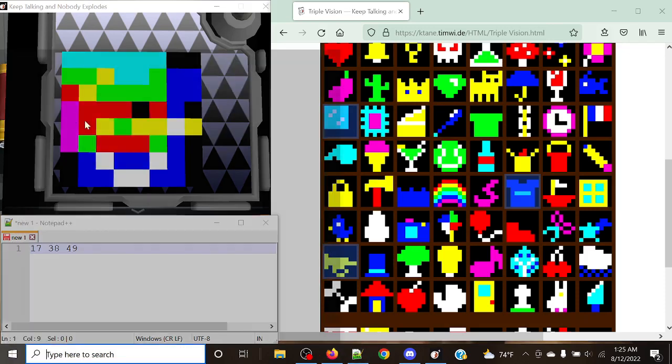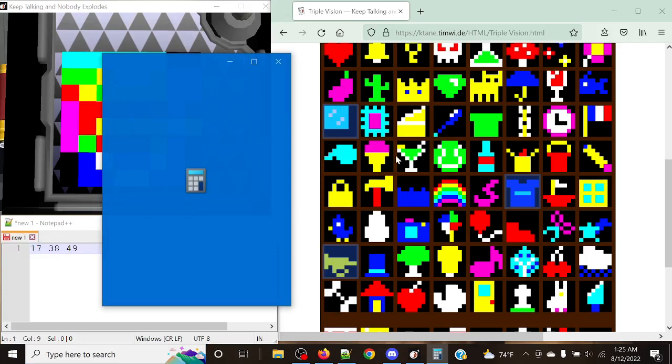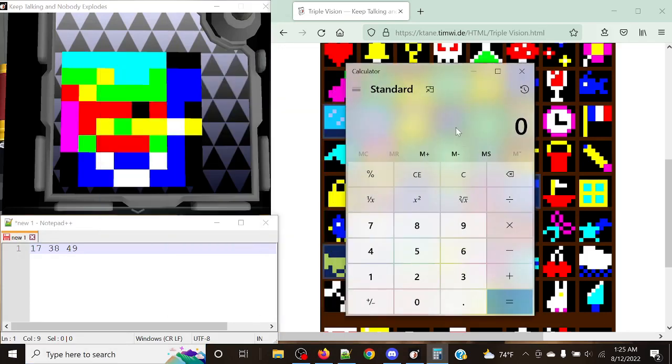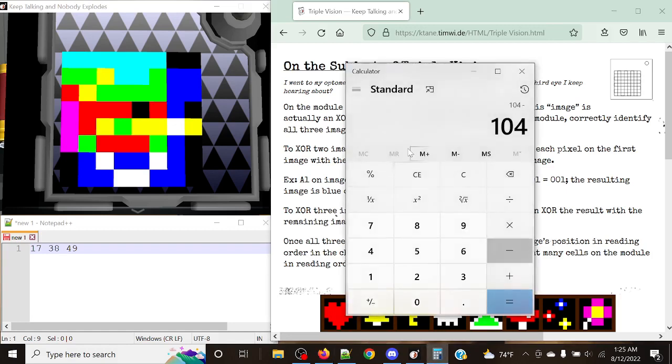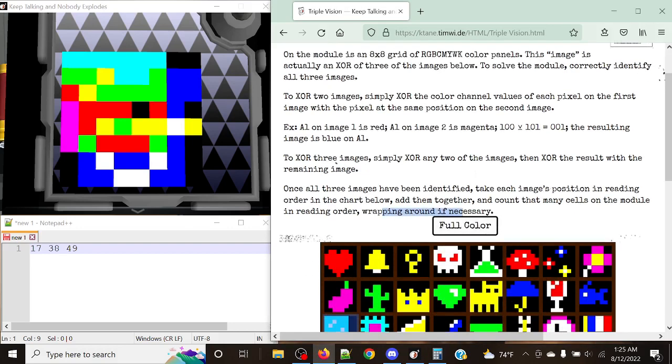Okay, now we're going to add these together, popping out a handy-dandy calculator. We've got 17 plus 38 plus 49. One important thing is that we want to modulo this by 64. 8 times 8 is 64, so we're going to modulo this by 64, wrapping around if necessary, so minus 64. In this case, we get the total of 40. And it says, obviously, wrapping around if necessary.